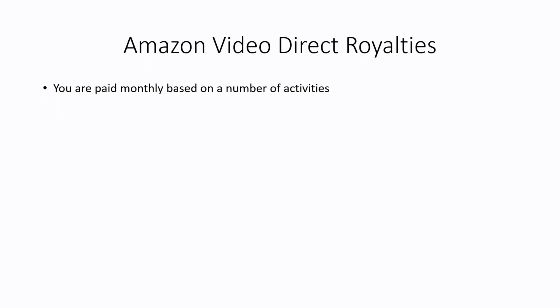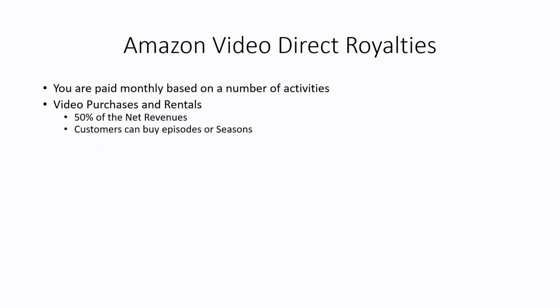You are going to be paid monthly based on a number of different activities altogether. First, you're going to be paid for video purchases and rentals. You'll be paid 50% of the net revenues of purchases and rentals. Customers can buy episodes or seasons, and if they decide to purchase a season later, any episodes that they purchased will count toward their actual purchase. They'll get the entire season at a discount.